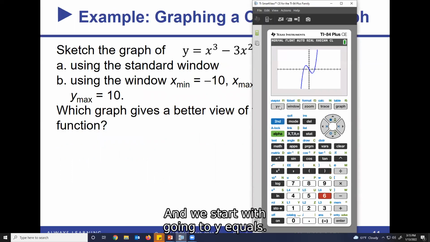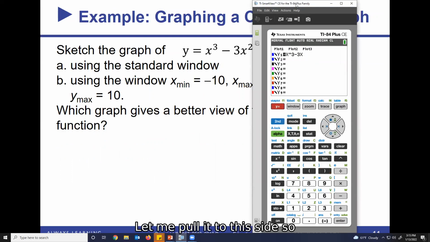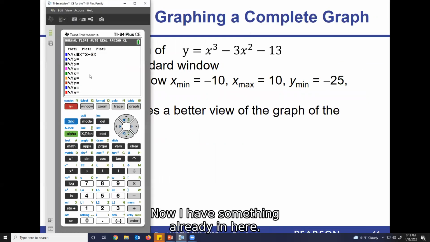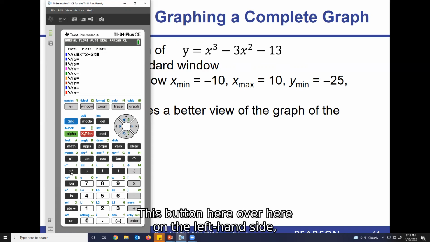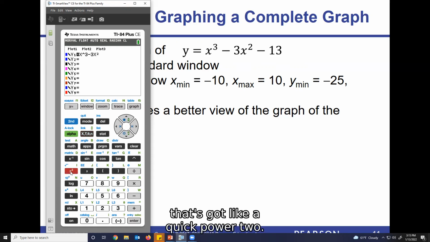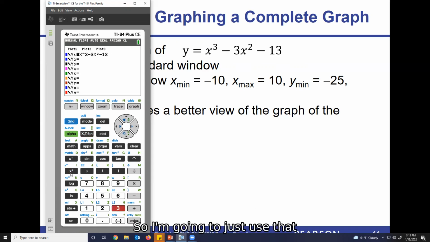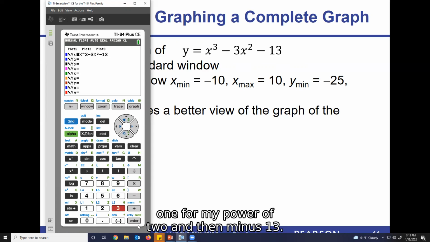Okay, and we start by going to y equals. Let me pull it to this side so we can see our equation here. Now I have something already in here, so I'm going to hit the clear button, okay, and we're going to start fresh. So we've got x power 3 minus 3x. Now I can always hit the caret symbol to get the power of 2, but there's this button over here on the left-hand side that's a quick power of 2. That is really helpful because we use the power of 2 so much. So I'm just going to use that one for my power of 2 and then minus 13.